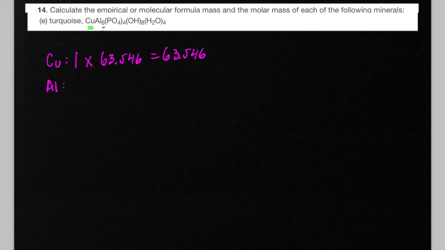For aluminium, we have 6 of those elements. So if you find aluminium, notice how it's spelled aluminium. It has an average atomic mass of 26.982. So let's compute that now.